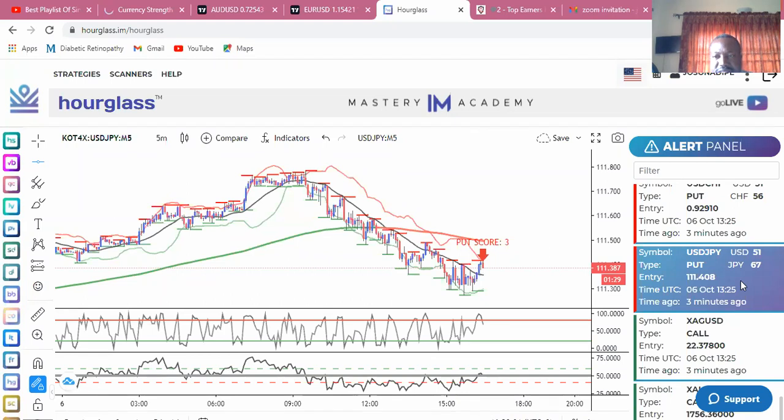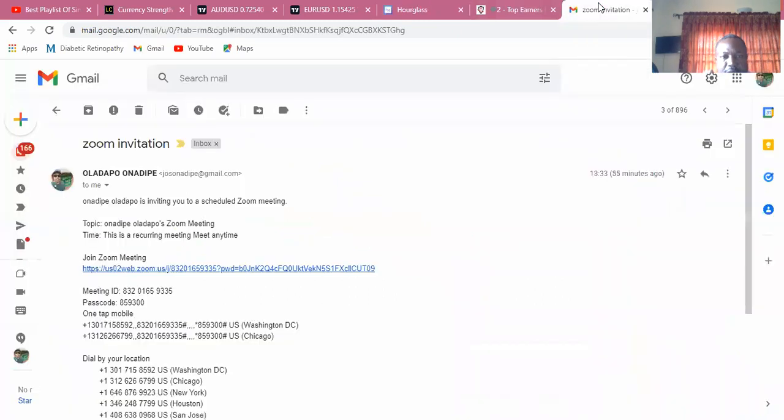Now, USD JPY, USD is there, but JPY is already crossing down. What I would have wanted is JPY around this red area. That's what I would have wanted, JPY around that area. So nothing is up at the moment.